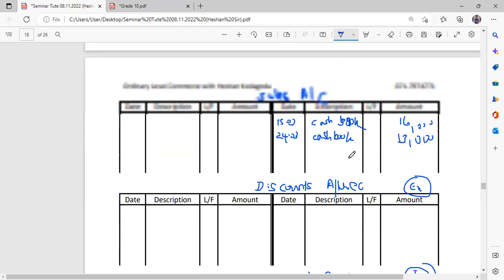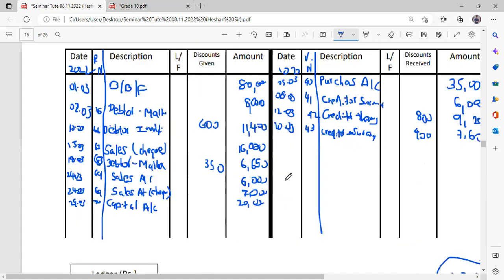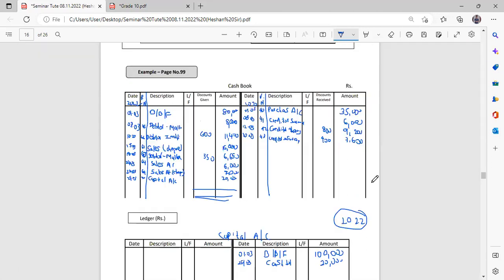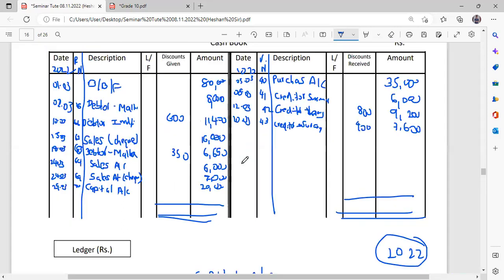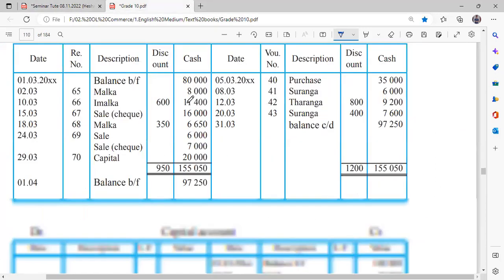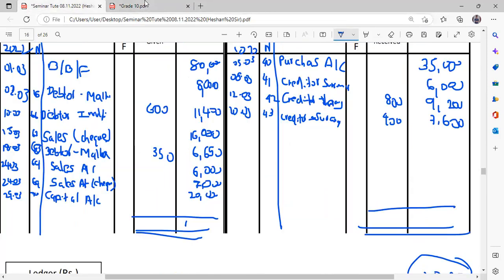Okay, now first of all we need to balance the cash book. This is our cash book. So this is the debit side. So the total summation of the debit side, you can take in here, right? So the 155 and 50, right?